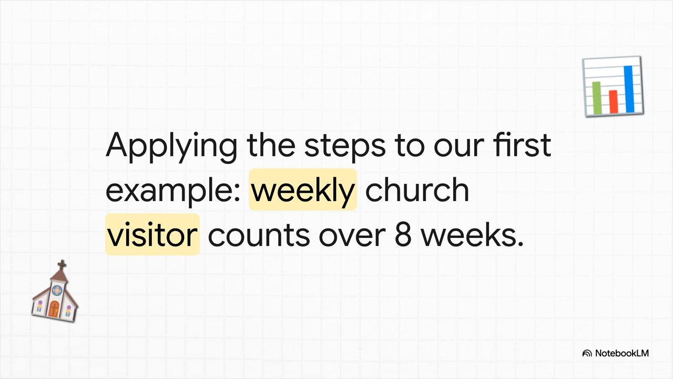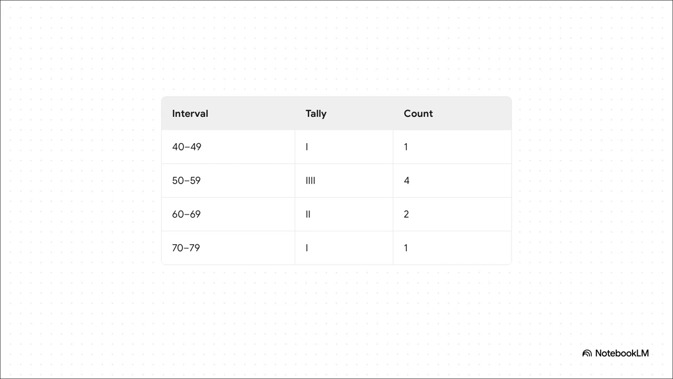Okay, let's put these steps into action with our first set of numbers. This data, from our source, tracks the weekly visitor counts at a church over 8 weeks. Remember that jumble from the beginning? It's time to bring it back and finally give it some order. And here is where that order starts to appear. See, we've chosen intervals of 10. So that number 45, it goes in the 40 to 49 bucket. The 4 numbers in the 50s, they all land in the next one, and so on. Instantly, all that chaos is replaced by this nice, clean frequency table.